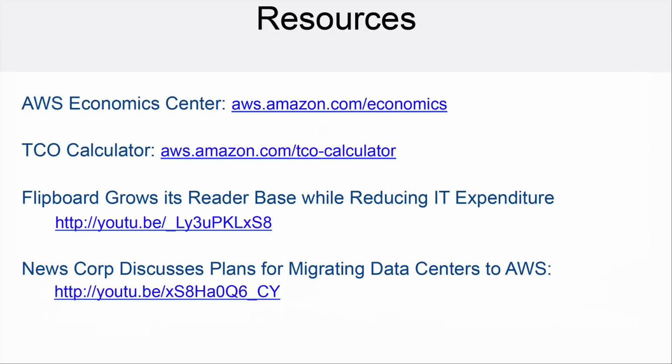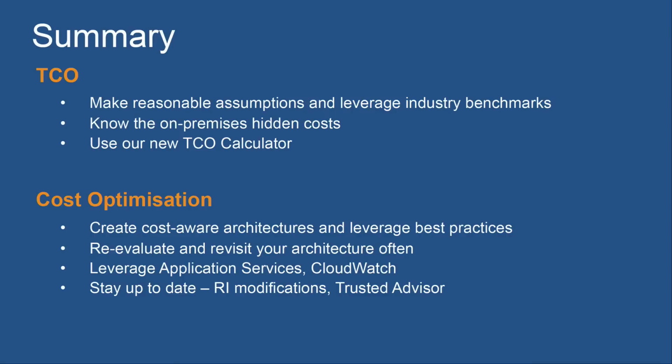And then 2 really good reference videos, one from Flipboard where they talk about reducing the cost to serve per Flipboard user over time, and one from News Corporation where they talk about their plans for data center migration into AWS and some of the financial benefits they're going to get from that. Quite different customers, I think you'll find. One is a high growth startup operating in the mobile app space, and the other is a more traditional enterprise that is moving customers and services onto AWS. So contrasting, but very similar themes, and well worth taking a look at those 2 references.